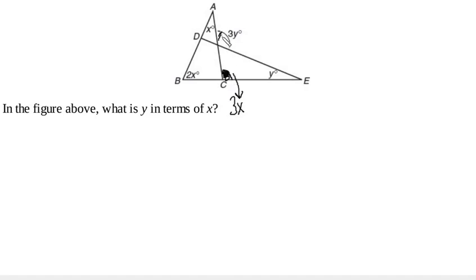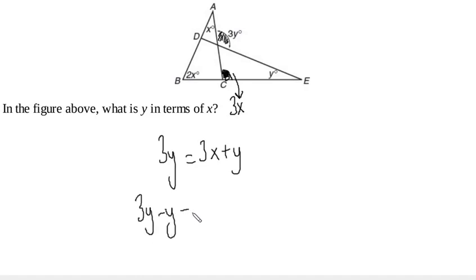And this angle right over here is an exterior angle of this triangle. So 3y is going to be the sum of the two remote interior angles, 3x and y. So 3y is equal to 3x plus y. If we take this plus y to the left, 3y minus y is equal to 3x. That means 2y is equal to 3x.